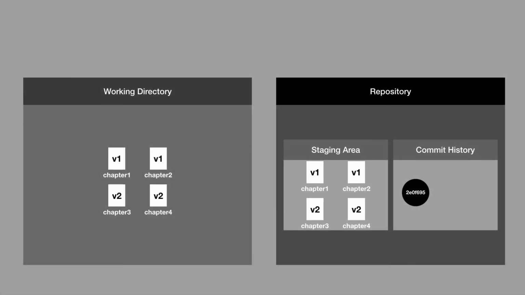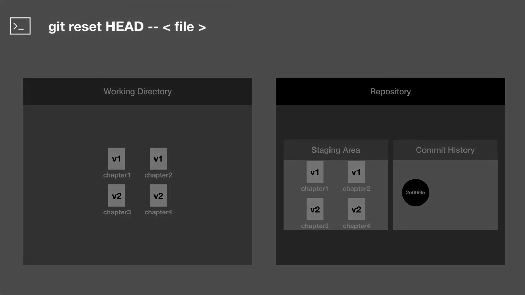So there we go. But what if we now decided that we actually don't want to add all the changes that we made to chapter 4, and we want to unstage that file and take it out of the staging area? We can do this using the git reset command, typing HEAD -- and then the name of the file. So let's see that.